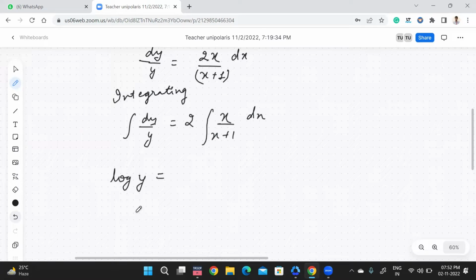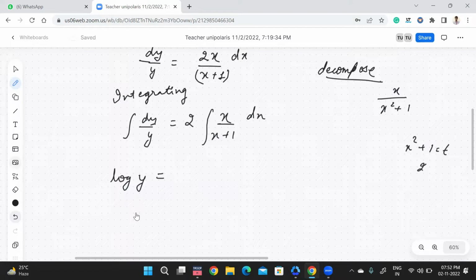Can you tell me how we can integrate the right hand side, this x over x plus 1? Sir, can it be done by the substitution method? I don't think so. If you had the denominator x square plus 1, then you could substitute x square plus 1 as t and you'd get 2x. But that's not the case. If you have the same powers, then you have to decompose. Have you heard about decomposing the function? No, sir.